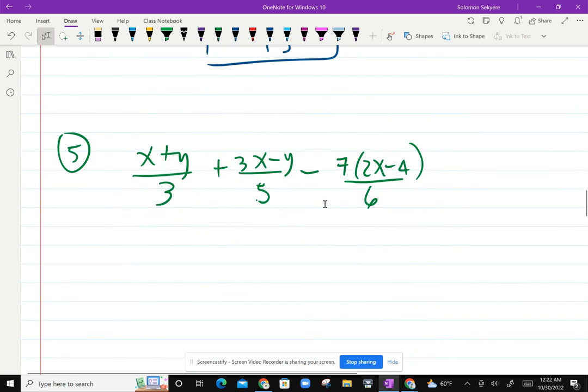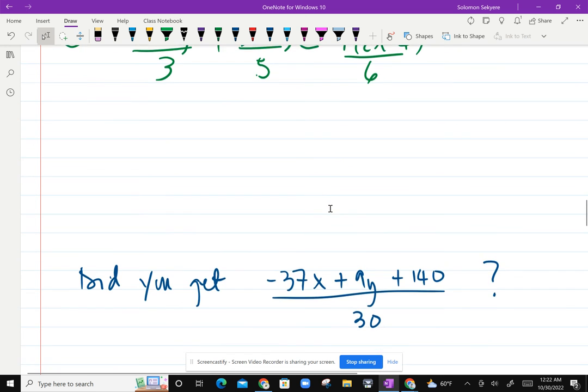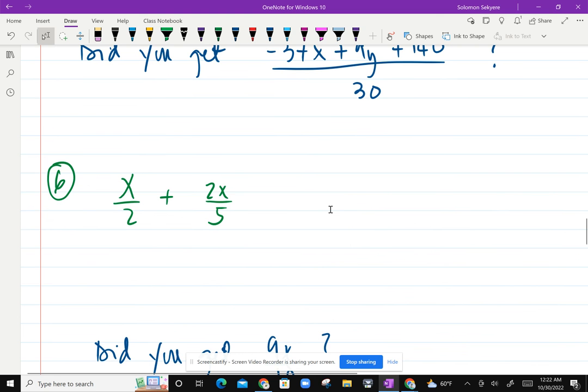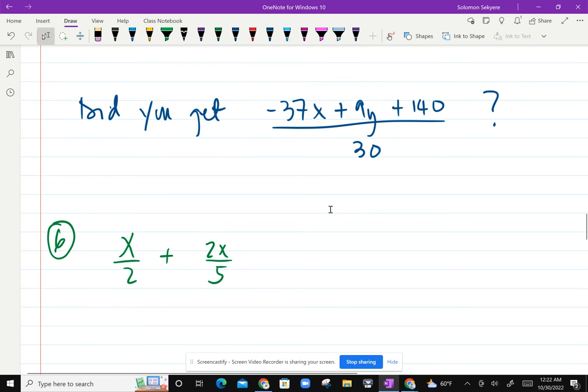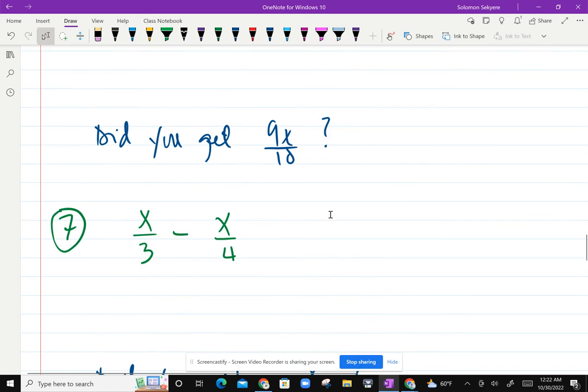Okay, 30. So your final answer should look like this: negative 37x plus 9y plus 1 over 4 equals. What about this one? Use the LCM of 2 and 5. Your final answer should look like this. And then that one.